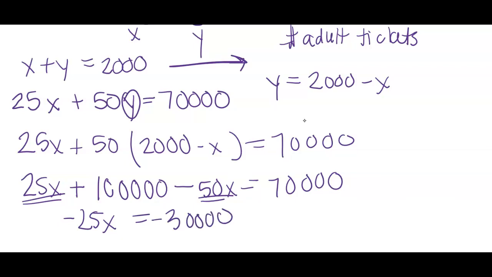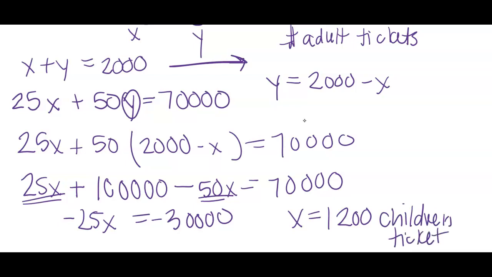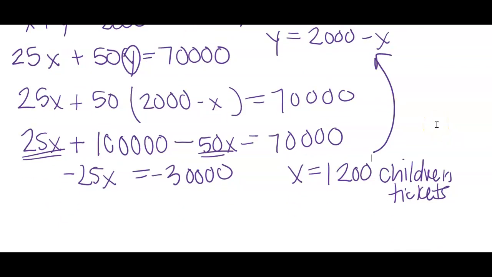All right, let's divide 30,000 by 25. And I get 1,200 for children tickets. And then that's super easy to plug back in here because I know the total is 2,000. So that means that Y must be 800 adult tickets.